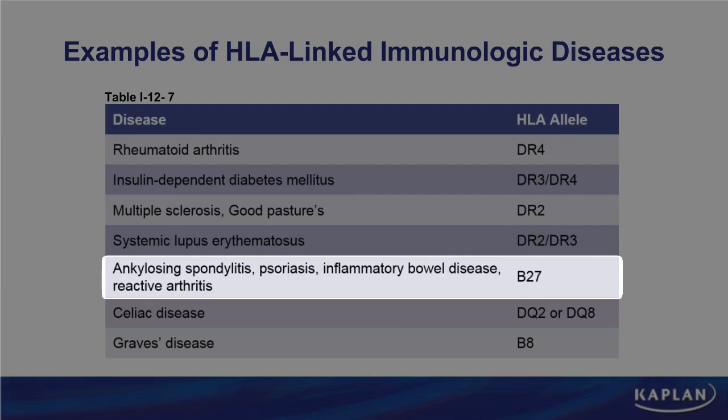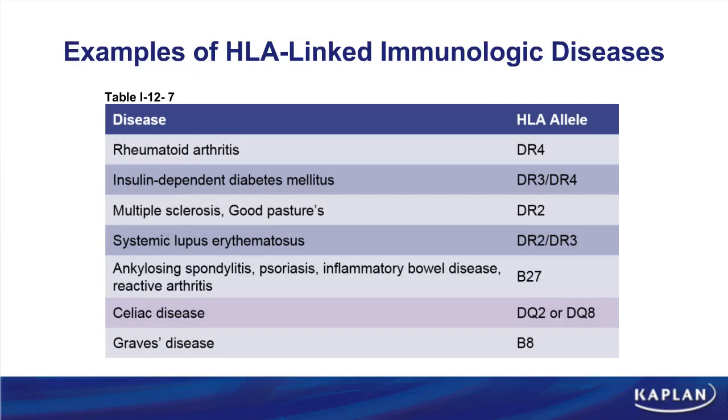But in general, the DR2, 3, and 4 are not alleles that you would want to get in a lottery of HLA alleles, because a lot of those have HLA autoimmune disease associations. So again, don't memorize, just be familiar with. But if I was going to memorize one, I would probably pick B27.